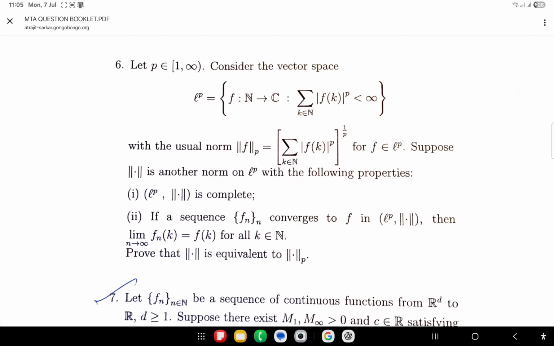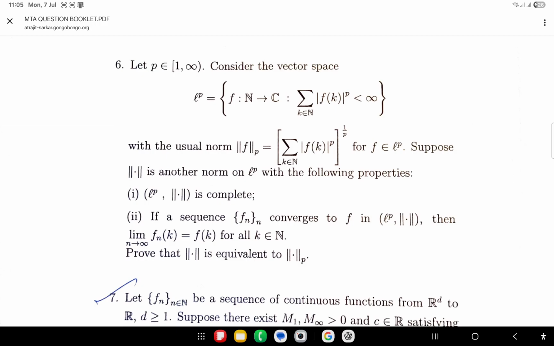We don't know how the norm looks or how it assigns values, but it has the following property: L^p with that new norm is also a Banach space, I mean complete, and if we have a sequence that converges to f in that new norm in L^p, then it is pointwise convergent also. Then we have to prove that this new norm and our usual L^p norm are equivalent.